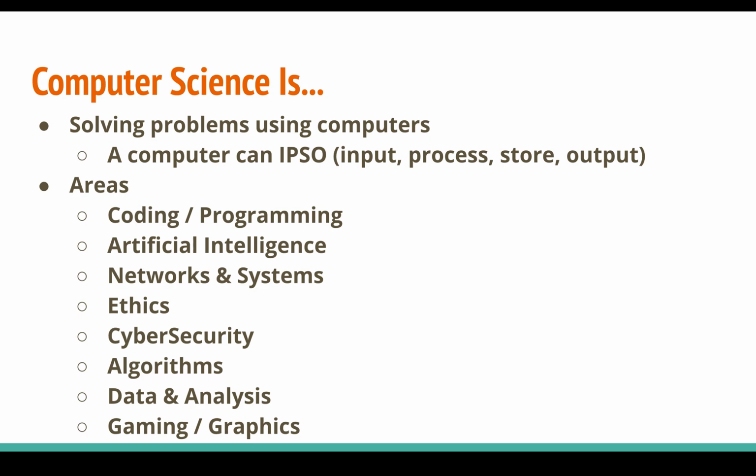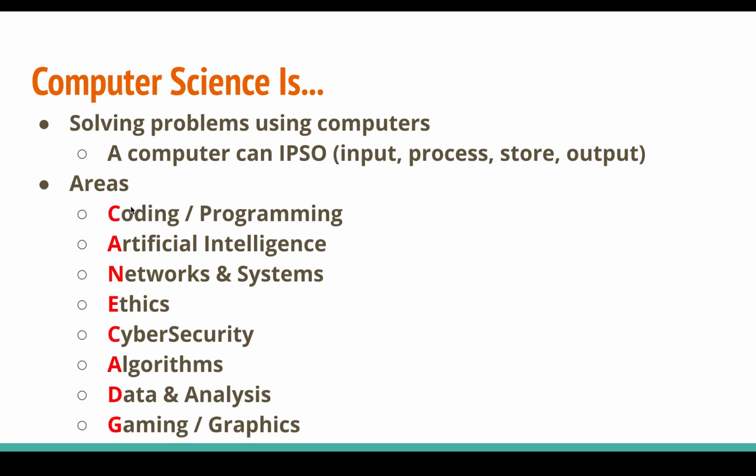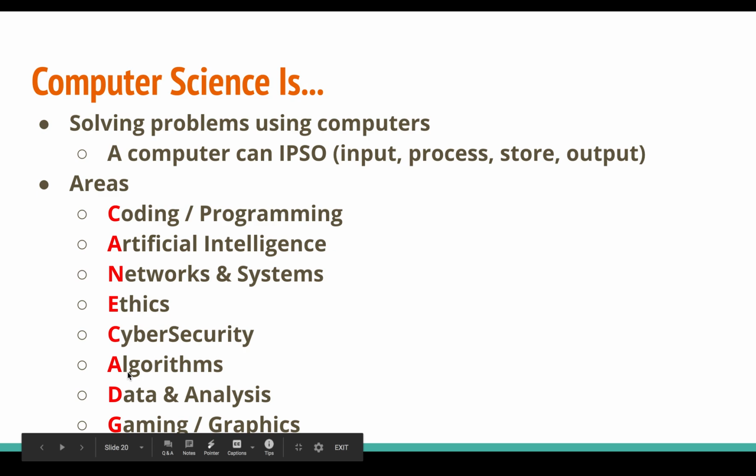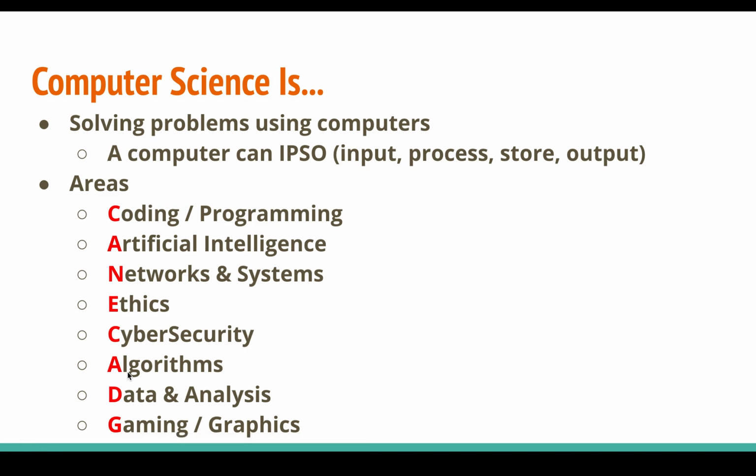And of course, if you remember me from fifth grade, I love using acronyms. So a computer can not only IPSO, input, process, store, output, but the areas of computer science are CANE-CADG. CANECADG. I know, I hear you groaning in your homerooms. I see you rolling your eyes. You're not surprising me here. But I know you will remember things.